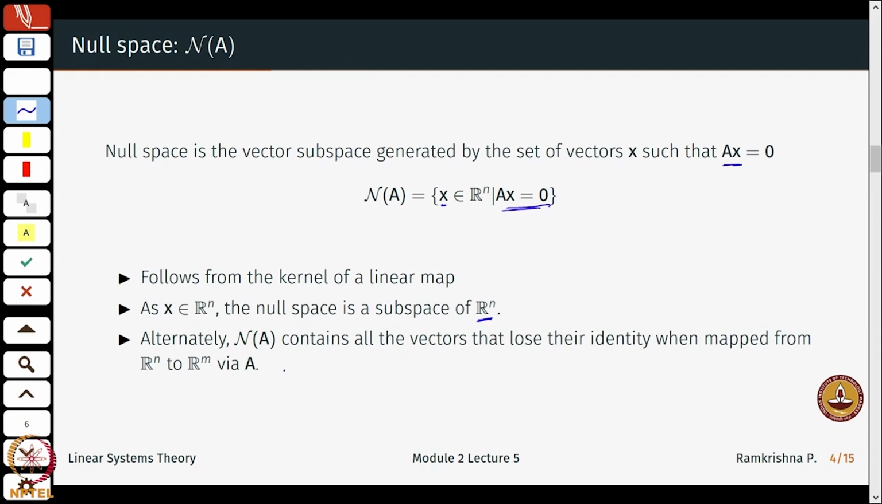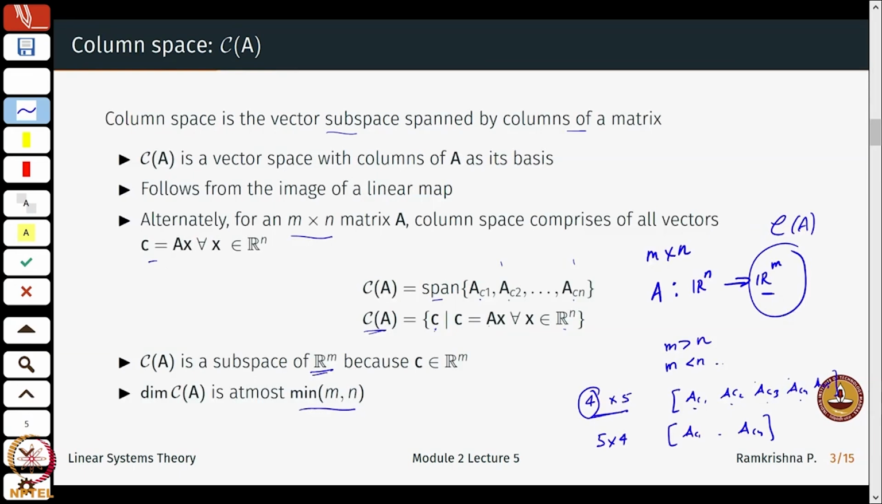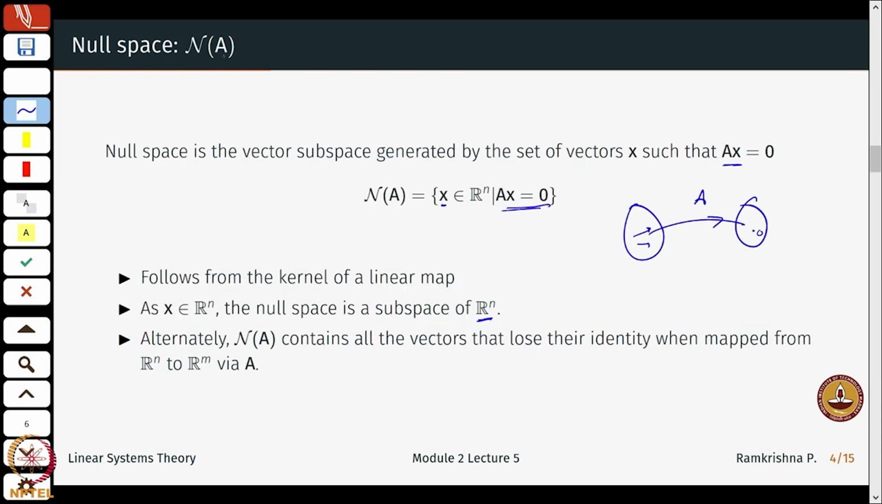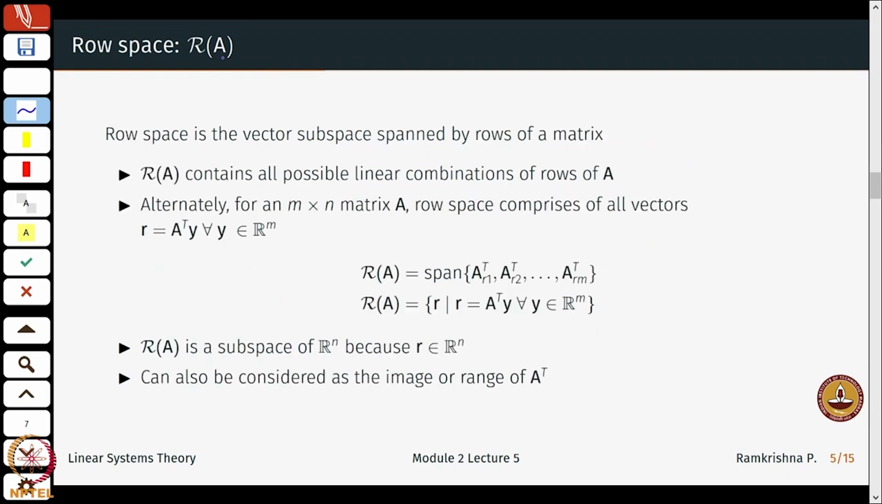What does this mean practically? The null space of A consists of all the vectors which, under this transformation A, just go to the 0 element, or they just lose their identity. So, that is about the column space of A, or C of A, and the null space of a transformation which is denoted by the matrix A.